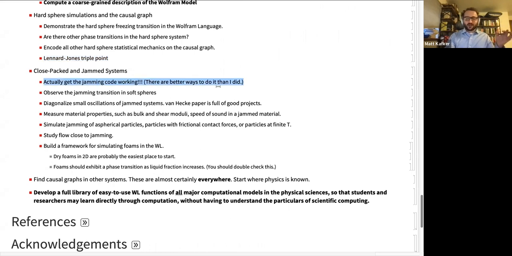Jamming, make the jamming code work. There are much more sophisticated ways than what I did. And then demonstrate the jamming phase transition. That's another problem, which is really cool. And I think there's just a lot of cool stuff in this space.